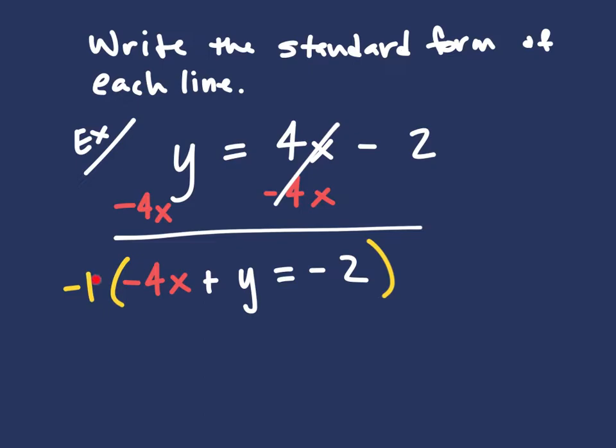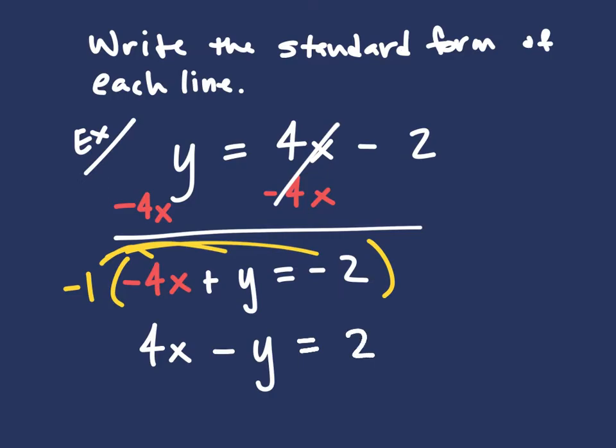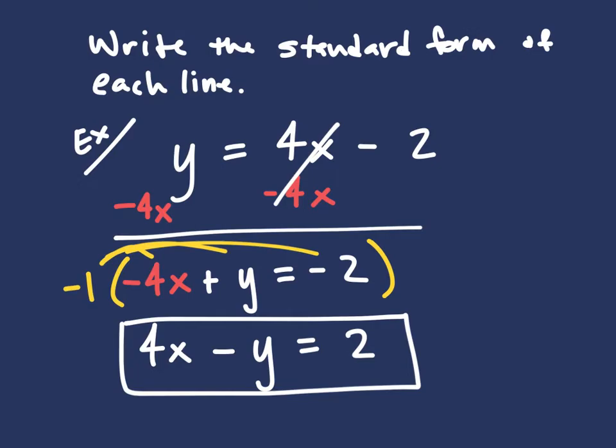Once we multiply this by negative 1, we're going to distribute our negative 1 into each of those parts. We have negative 1 times negative 4, which gives us a positive 4x. We have negative 1 times y, which gives us a minus y. And then we have negative 1 times negative 2, which gives us a positive 2. And so this is our answer for how we would want to write this equation in standard form.